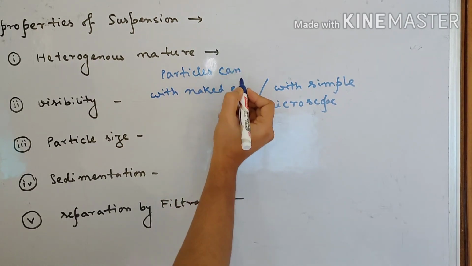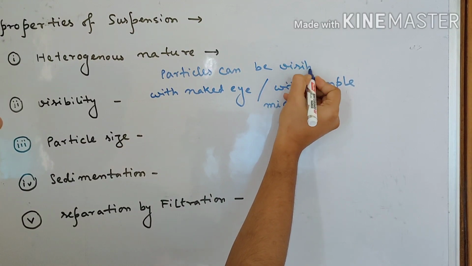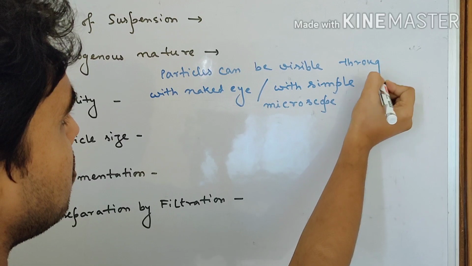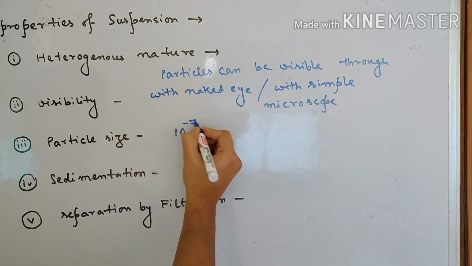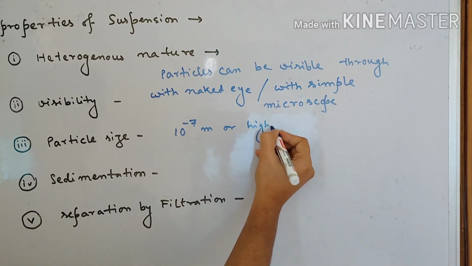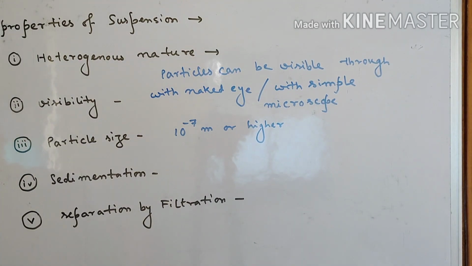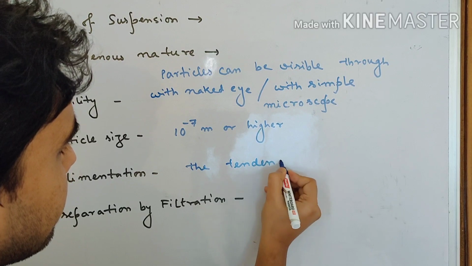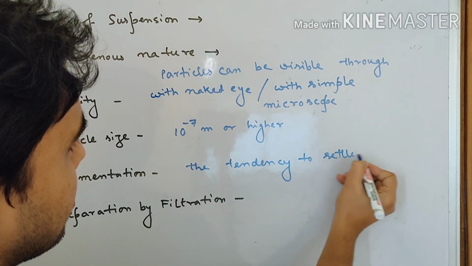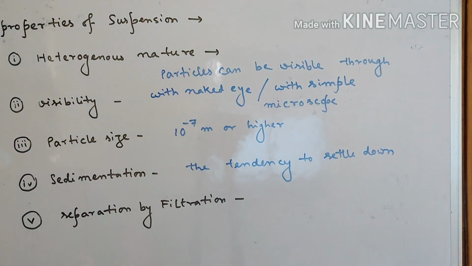Particles can be visible through either the naked eye or by microscope. Now the particle size. Particle size means we are talking about the radius of the particle, which should be 10 to the power minus 7 meter or higher. Now sedimentation. What is sedimentation? The particles in a suspension have a tendency to settle down. Only if they are very fine particles will they remain suspended in the medium. So the tendency to settle down is called sedimentation, and that tendency is there in the case of suspension.